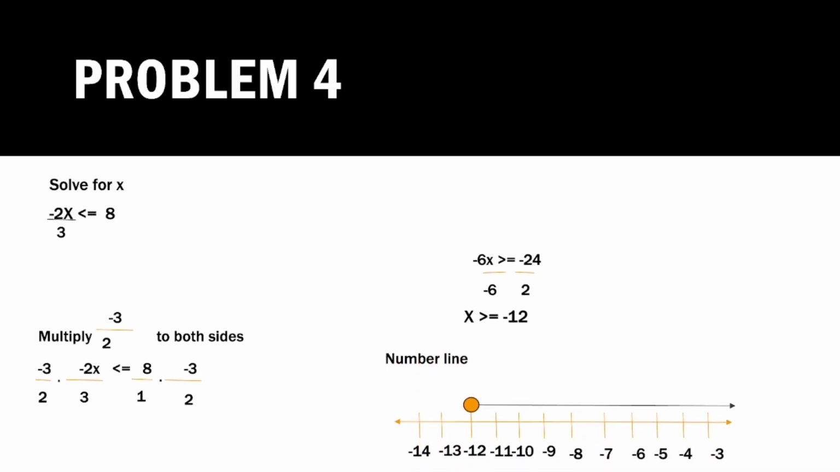So what does that mean for a number line? You are including negative 12 because of that equal to sign, and you can use numbers that are more than negative 12. So anything from the right side of negative 12. So hopefully that made sense.